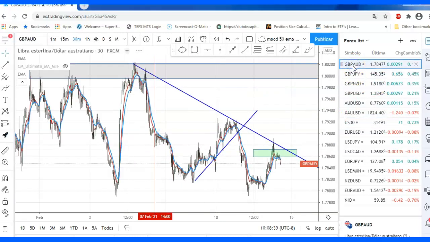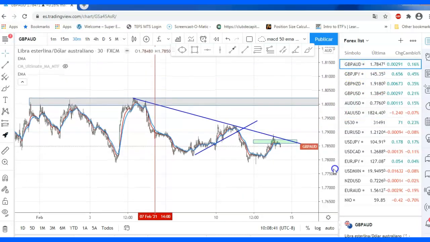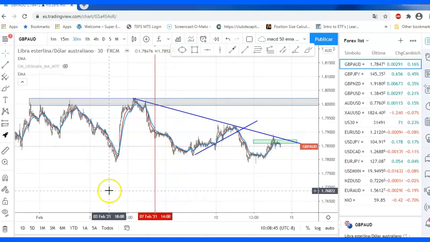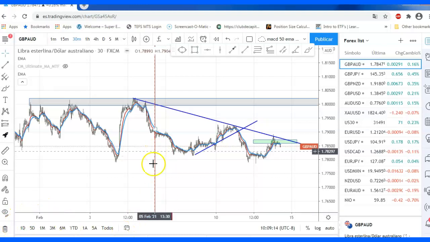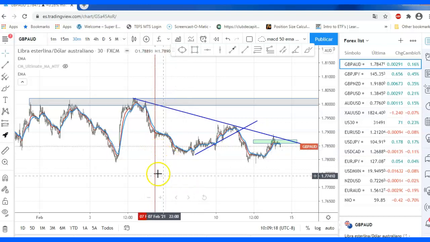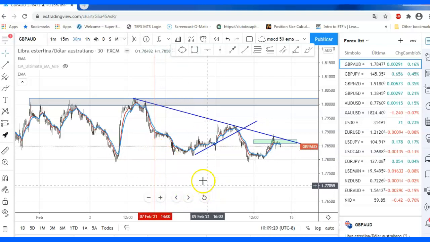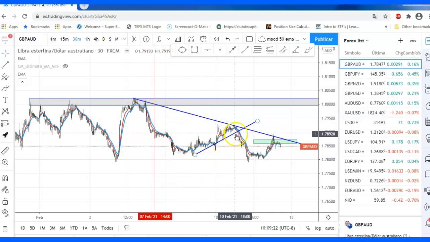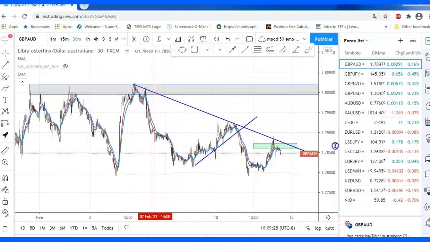Let's start with GBP AUD. And what we had, I put a red line right here. That was last Sunday. So GBP AUD right here, that red line represents Sunday the 7th. And that's pretty much the price action that we've been looking at.